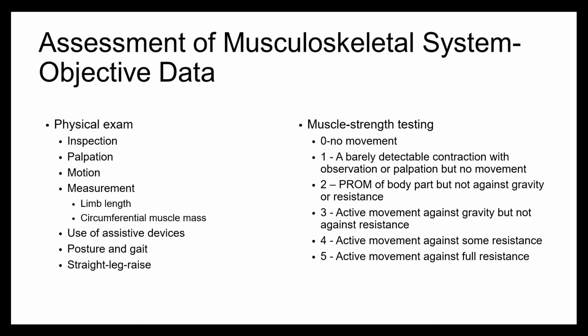But just speaking in general terms, a 0 would be scored for any extremity in which there was no movement present, all the way up to a 5 in which the patient's able to demonstrate active movement against full resistance without any evidence of fatigue.